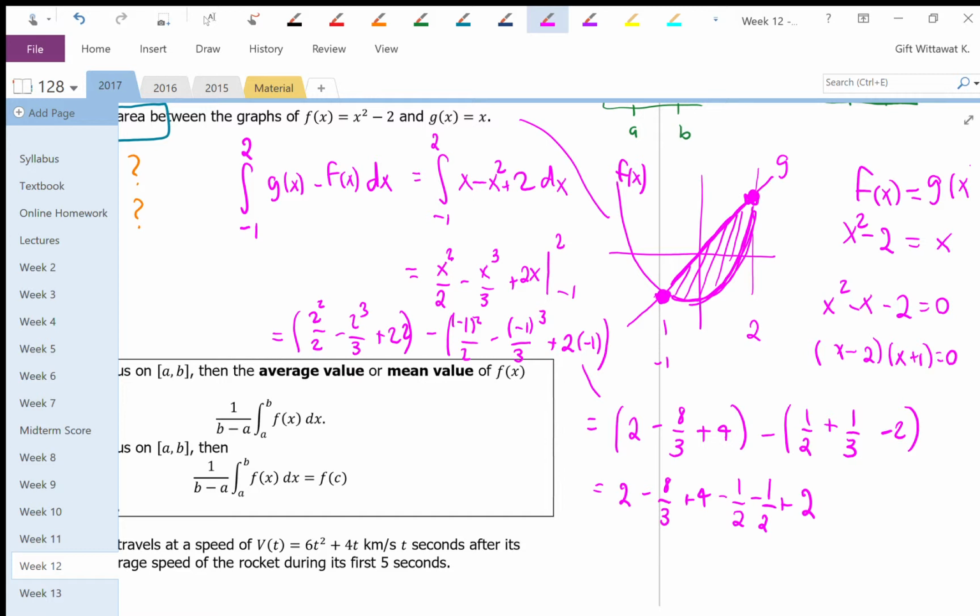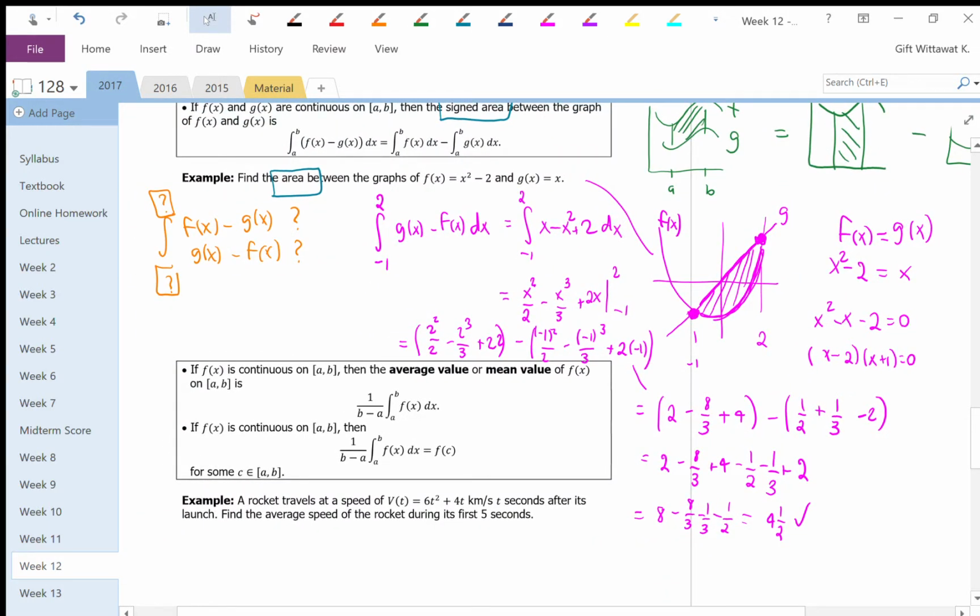Wait, something looks funny here. Okay, so I combine the integer terms, I get 8 minus... wait, this is not 8, this should be 3. It should be 8 minus 1/3 minus 1/3 minus 1/2. So the integer terms combine to be 3, so it's 8 minus 3, that's 5, 5 minus 1/2, so that's going to be 4 and 1/2. So that's going to be my area between the two functions.